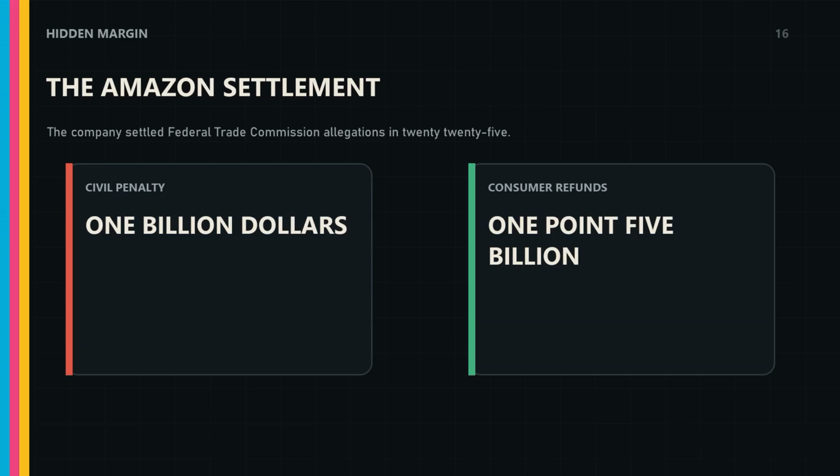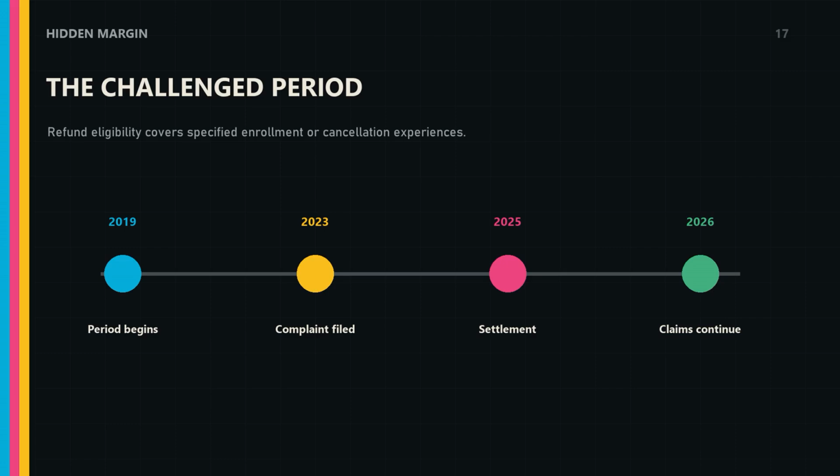According to the Commission, eligible customers include certain people who entered Prime through challenged enrollment flows or tried to cancel through the online flow, but could not do so during a period beginning in June 2019 and ending in June 2025. Automatic refunds began in late 2025. Claim notices continued in 2026. The settlement also required changes to enrollment and cancellation.